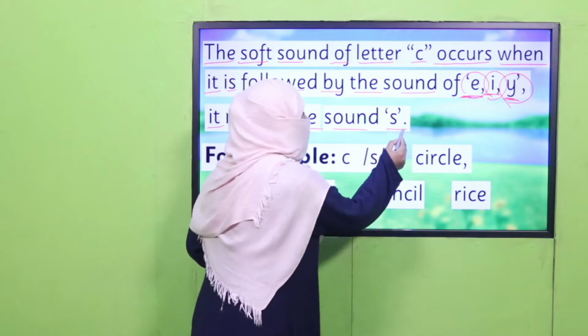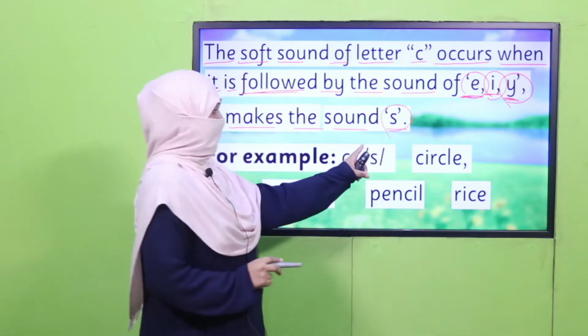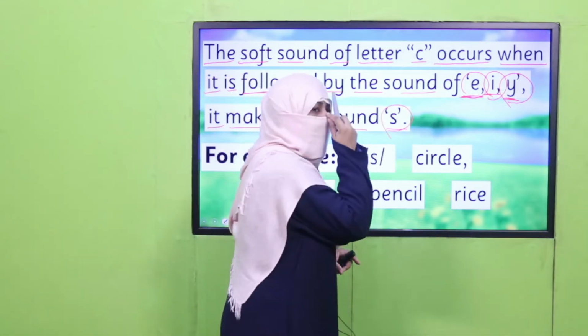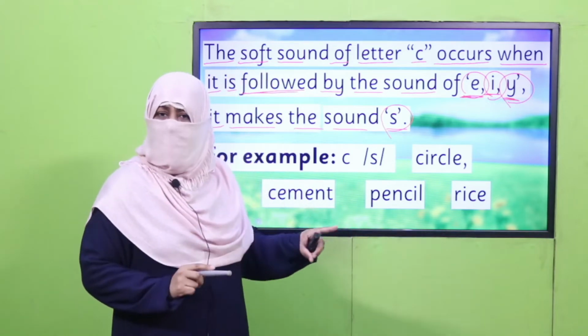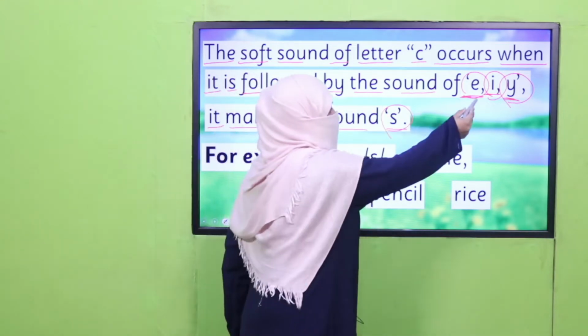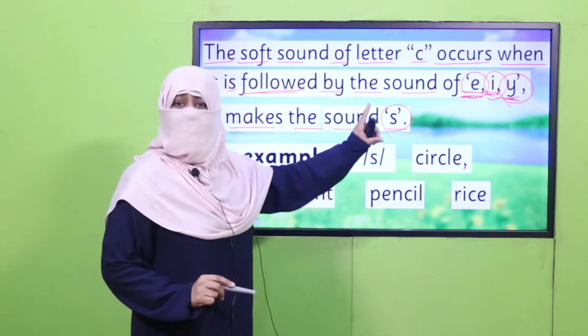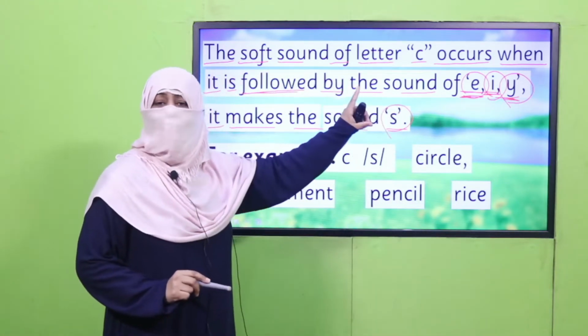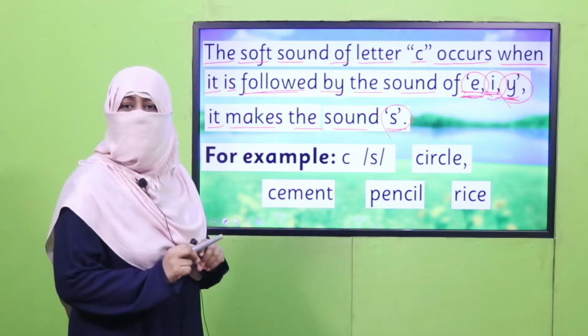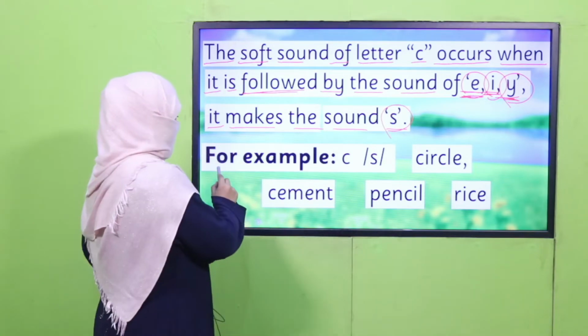And when do we say S? Whenever you see a letter C in a word, immediately you should check: is there E, I or Y after C? If you find any of these three letters, you will say C as S sound.